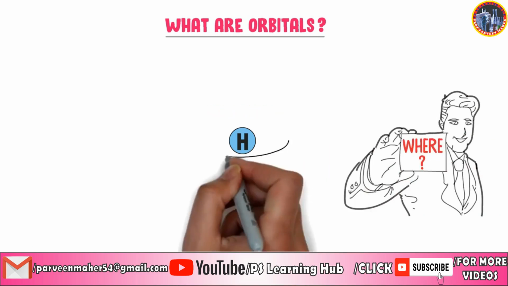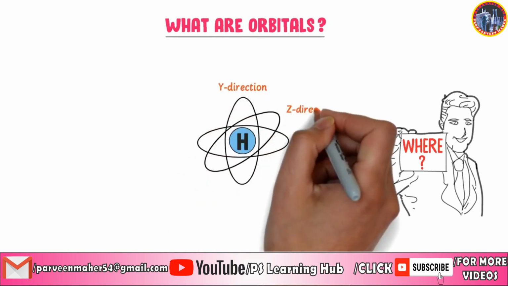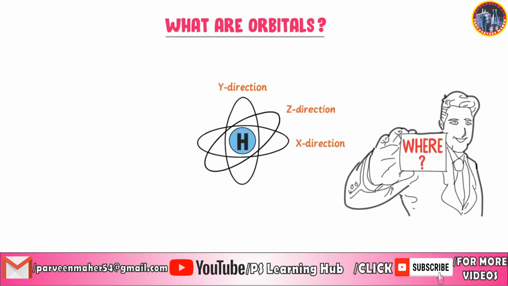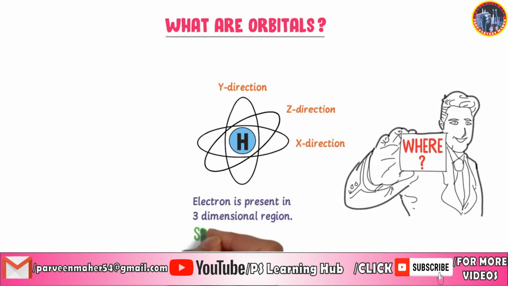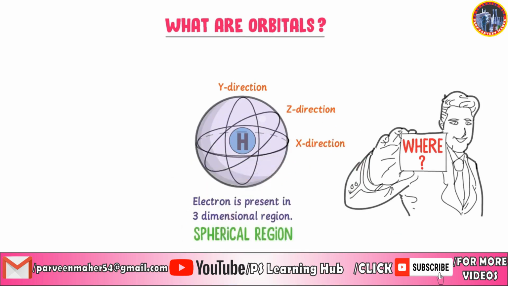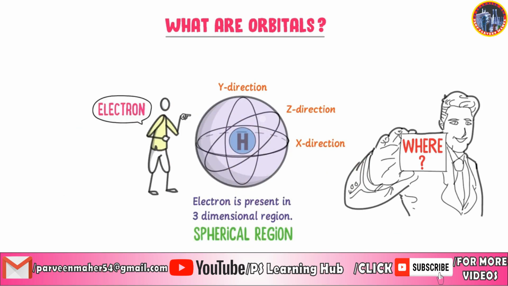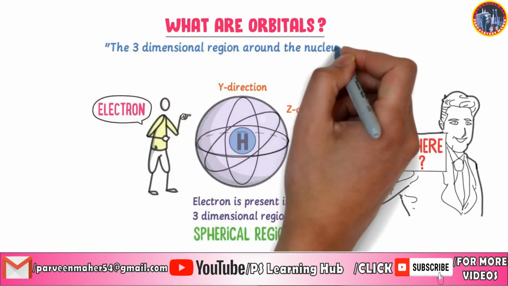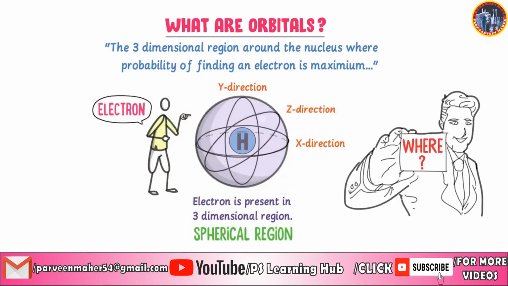The electron is either revolving in the x direction, or in the y direction, or in the z direction. Thus one can say that the electron of hydrogen is present in this three-dimensional region or spherical region around the nucleus. Now listen carefully. This three-dimensional space around the nucleus of the hydrogen atom where we can spot the electron is called an orbital. Therefore, we define an orbital as the three-dimensional region around the nucleus where the probability of finding an electron is maximum.